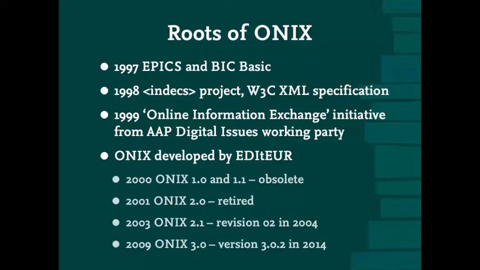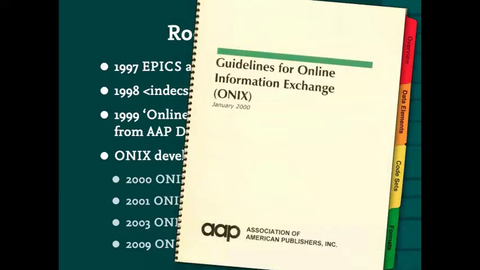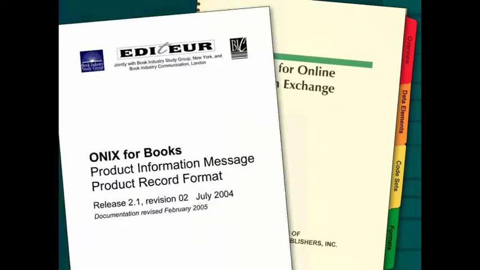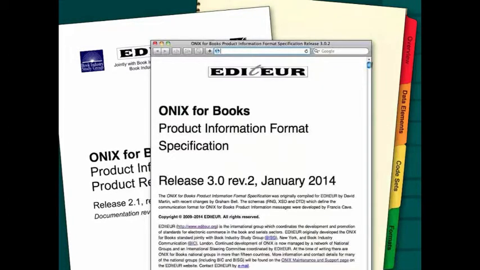2009, Onyx 3. And we're now at version 3, revision 2 of Onyx 3.0. So there have been a couple of little revisions over and above that 2009 version. Now, Onyx has developed, so has the documentation. This is the documentation from the original Onyx 1.0. That was a paper document, spiral bound, as you can see. When Release 2 came out, the documentation was all PDF, and these days, for Onyx 3, the documentation is mostly in the form of HTML files, although PDF versions are available.